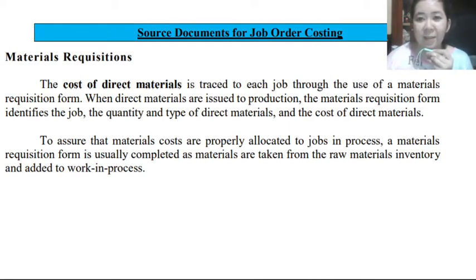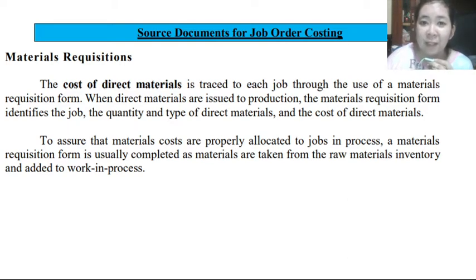Okay, so this next video lecture is still the continuation of our Module 5 job order costing. So we will continue with the source documents for our job order costing. For materials, we have what we call the materials requisition. The cost of our direct materials is traced to each job through the use of our materials requisition form.